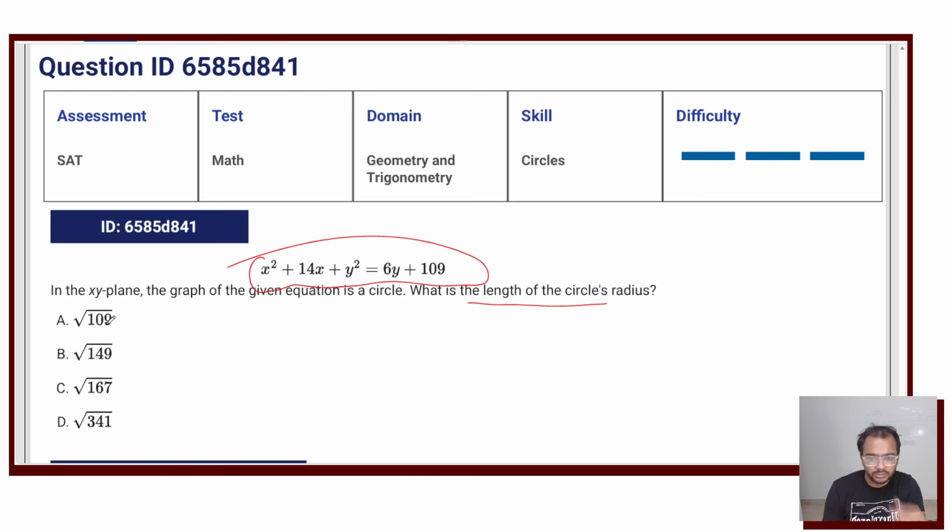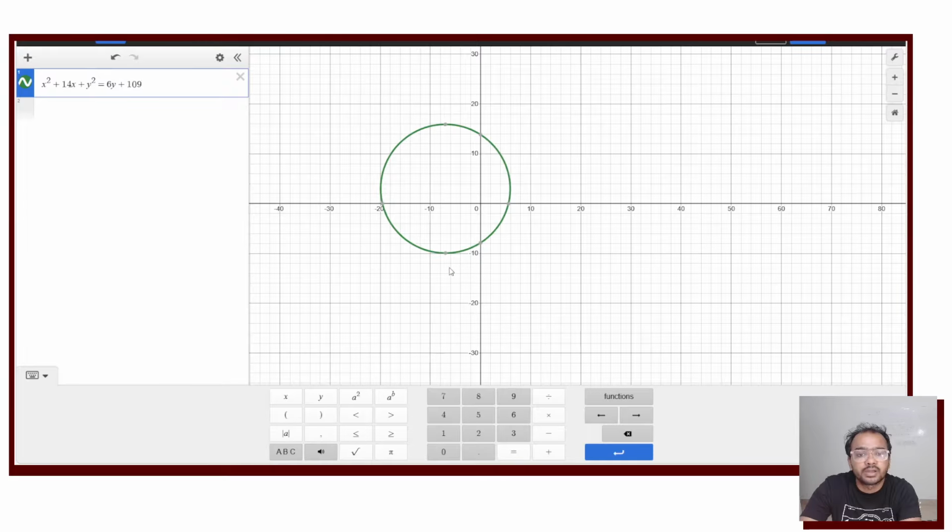So we have x² + 14x + y² = 6y + 109. So this is the circle. They want the circle's radius. So for the circle's radius, we need to use these diametrically opposite points. So you have 15 point something and then -9.92. Okay, 15.92 and -9.92. I need to take the absolute.